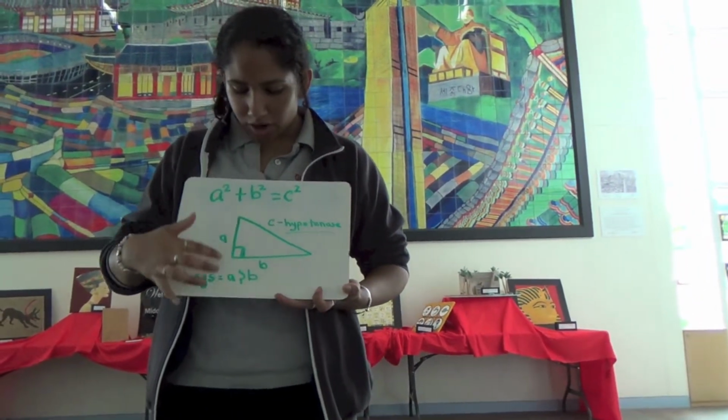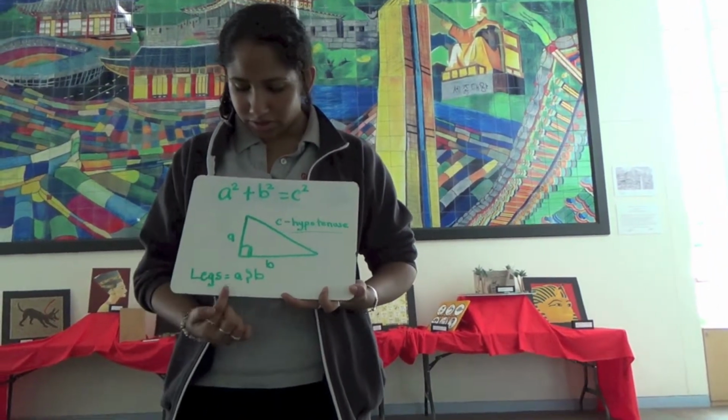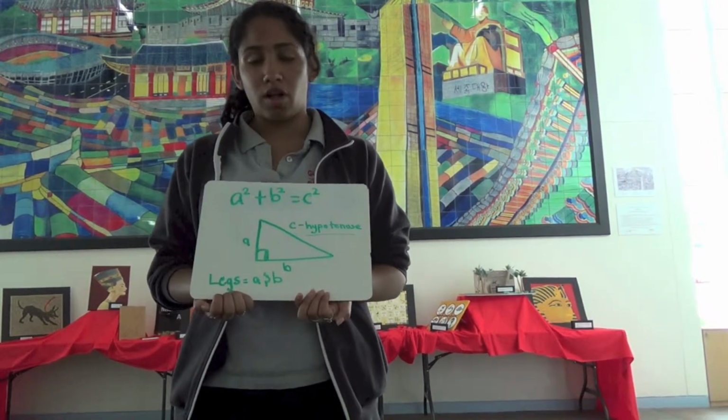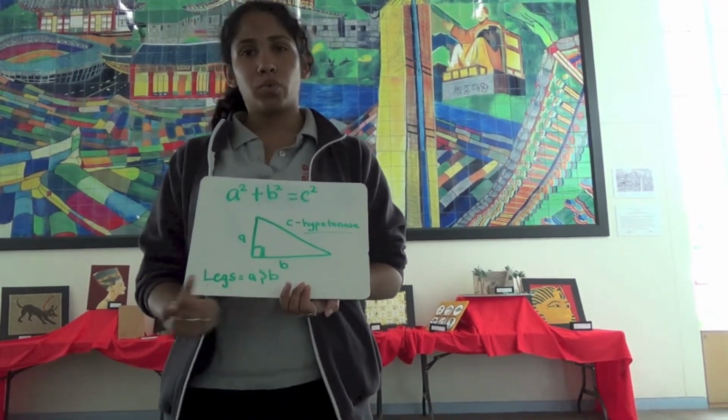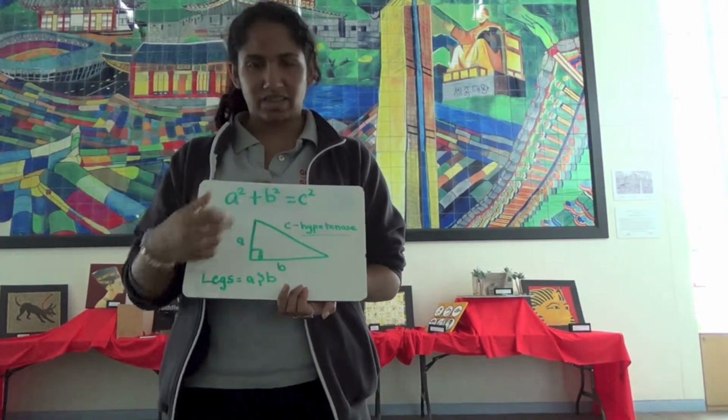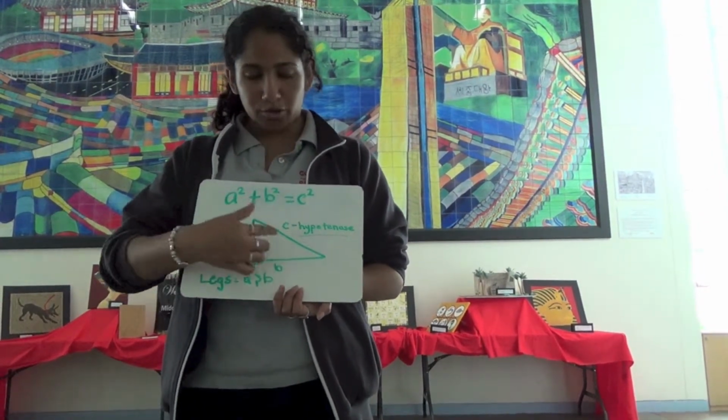A and b are the legs of the triangle, so this leg and this leg, while c is the hypotenuse. C will always be the hypotenuse and a and b will always be the legs. It doesn't matter which leg a and b are because they just add up to the hypotenuse. But the hypotenuse will always be c.